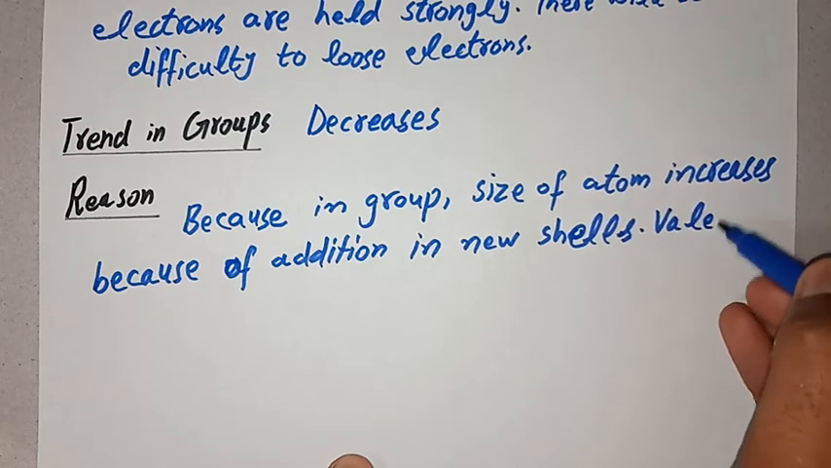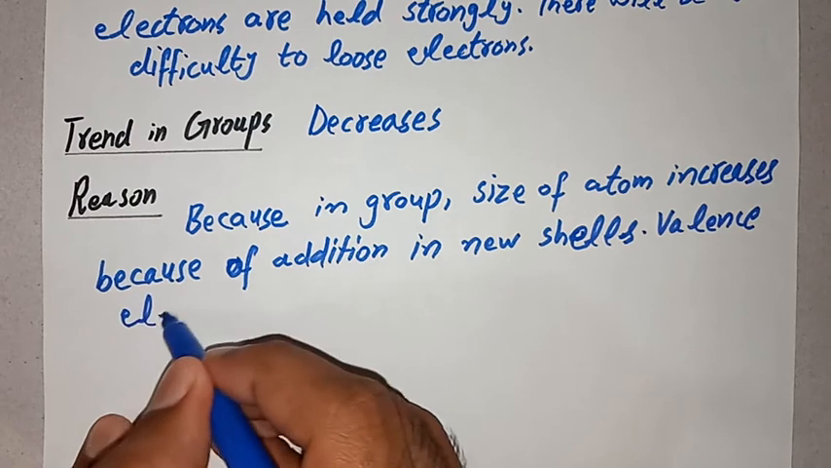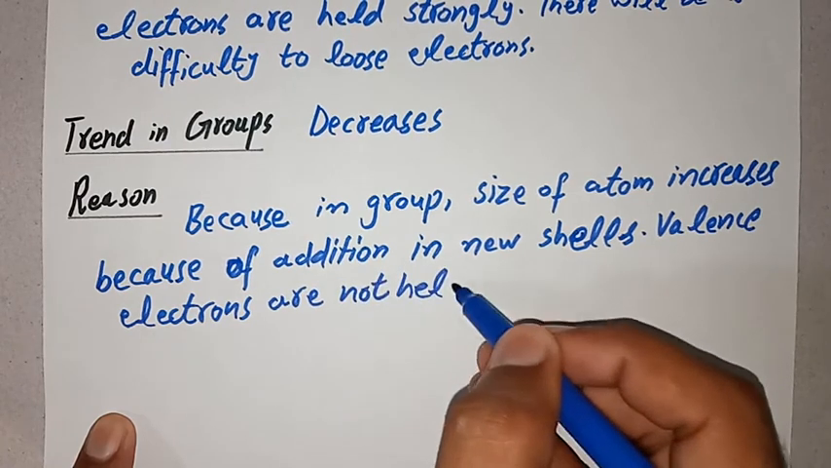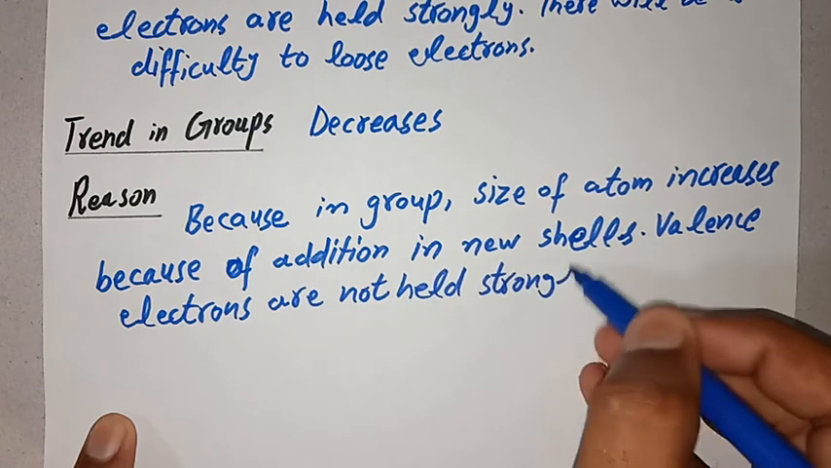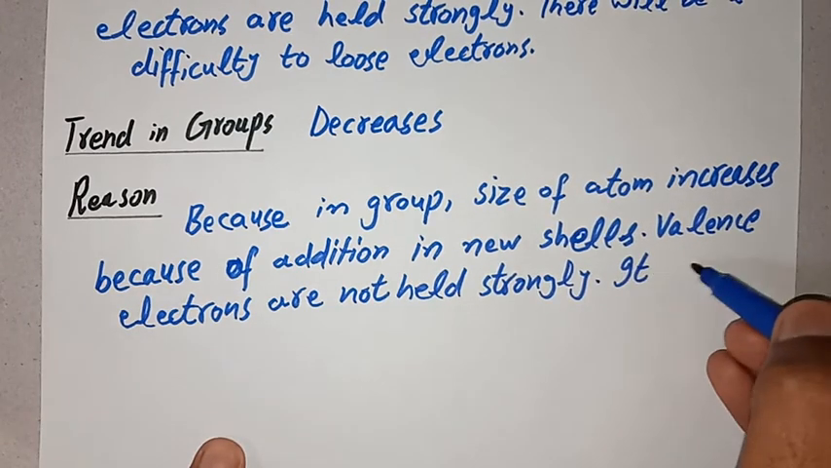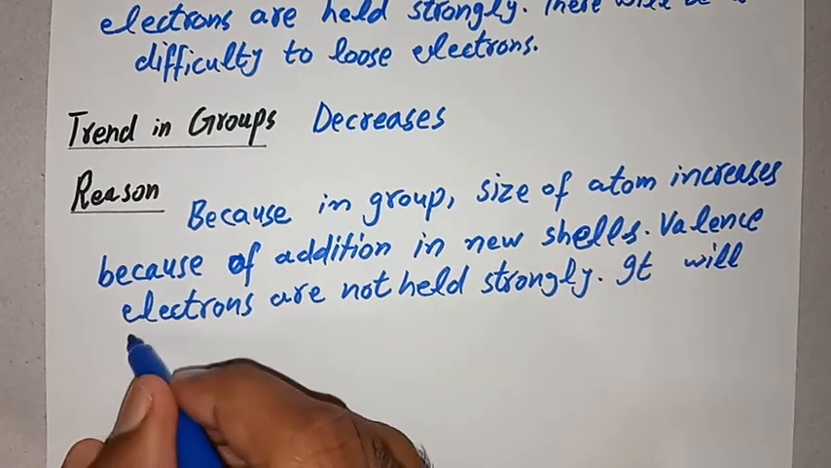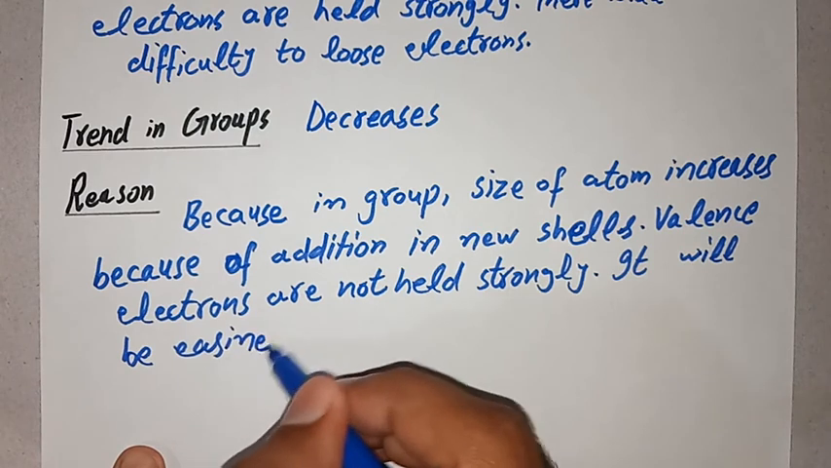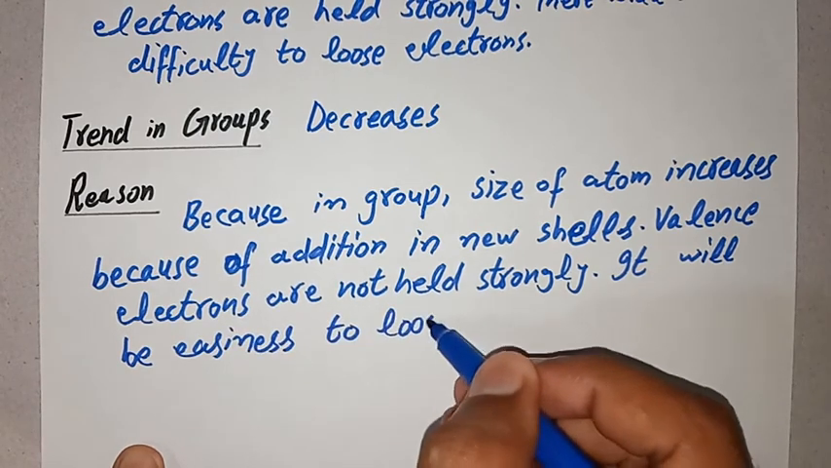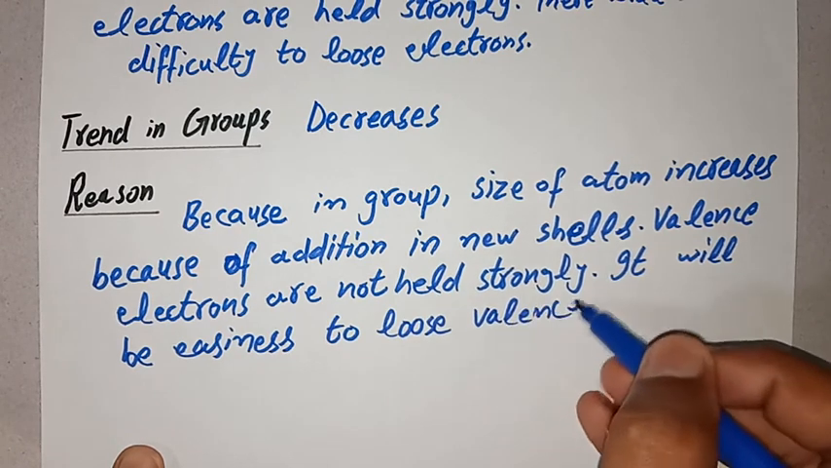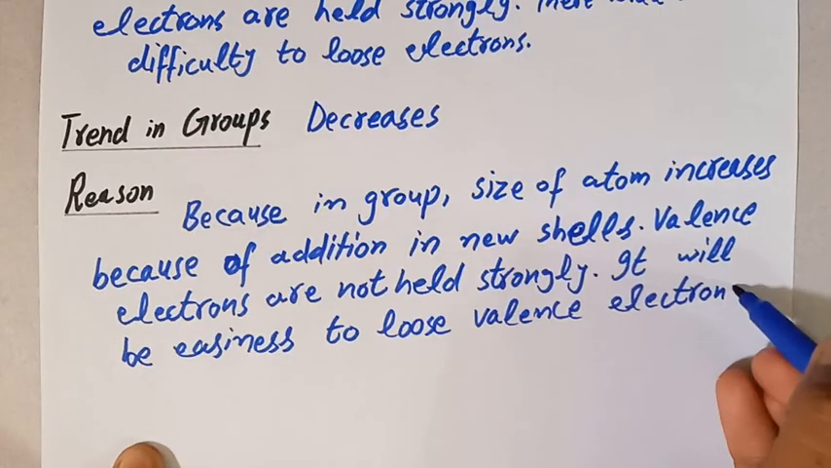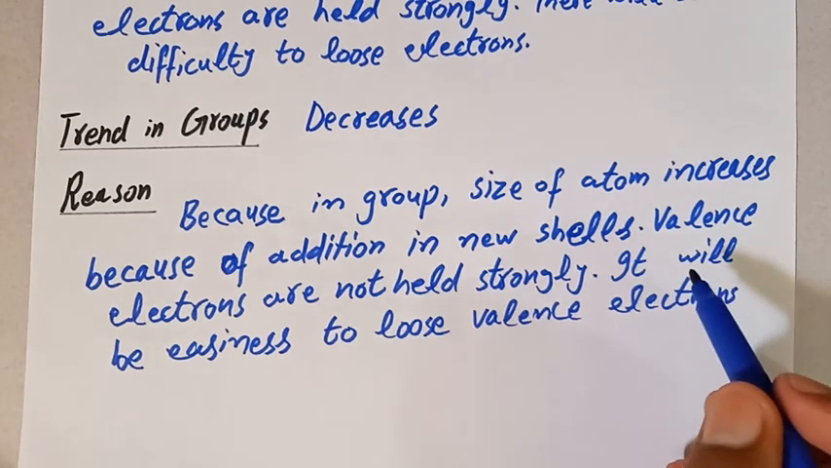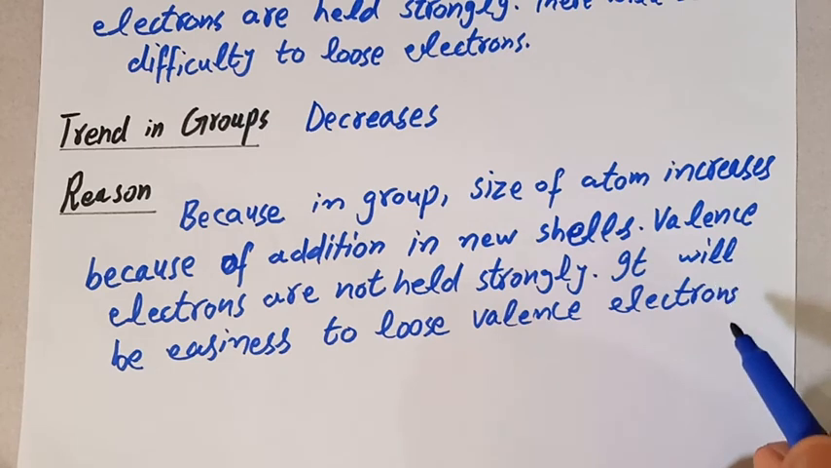So when the size is increased, the valence electrons are not held strongly. So there will be easiness to lose valence electrons, because the electrons in the valence shell are not held strongly, they are held weakly.